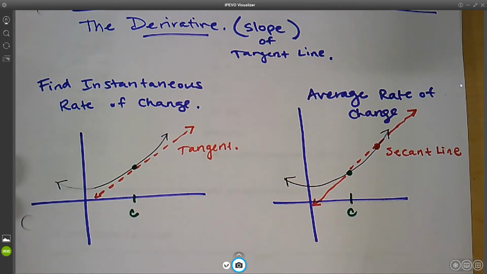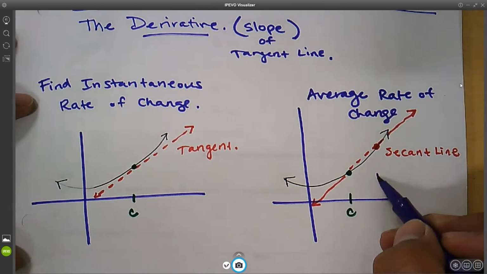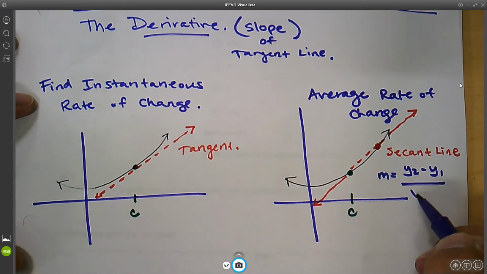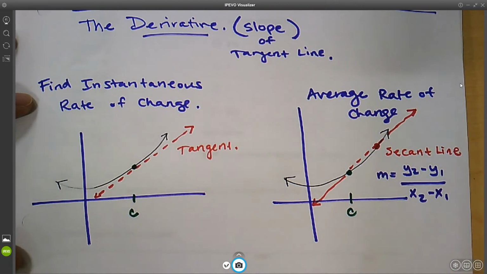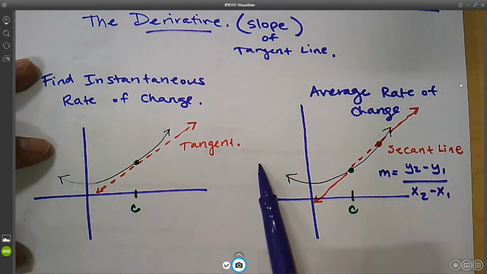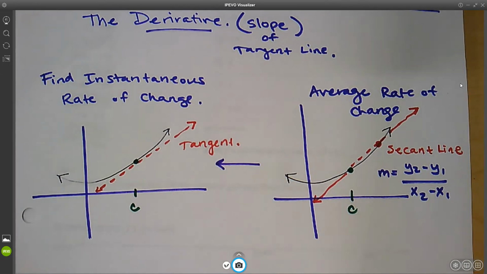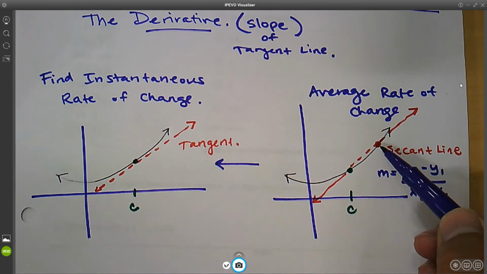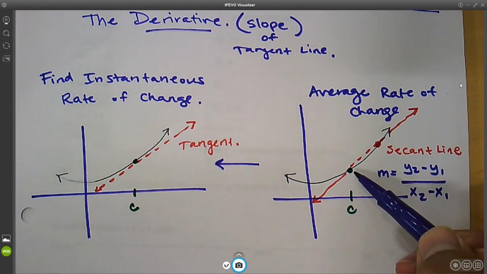This is the average rate of change. It is found by doing this. We know how to do this. We don't know how to do this. And what we're doing is we're using something we know and come back, and that's going to allow us to find the tangent line. So this point needs to come closer and closer to this point.